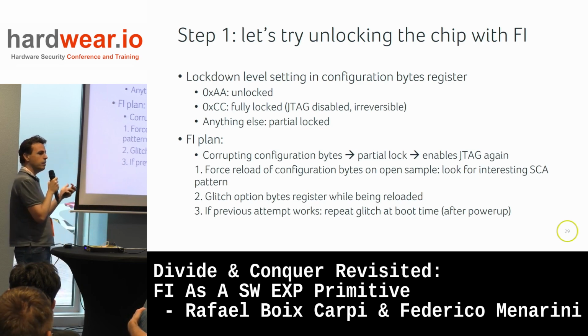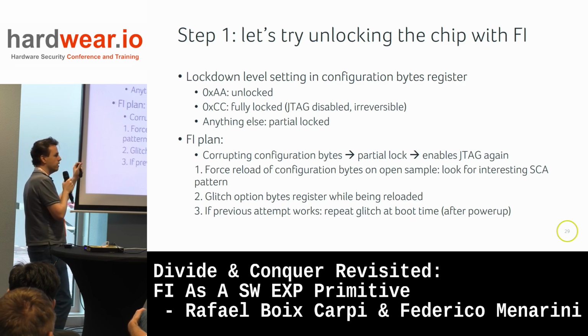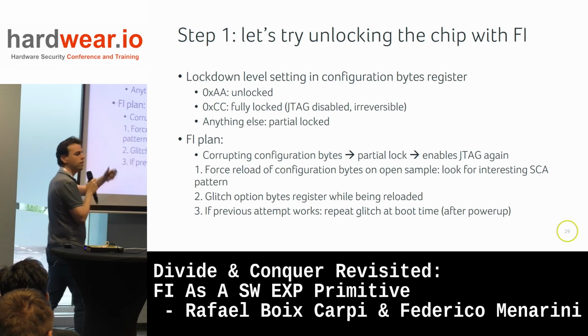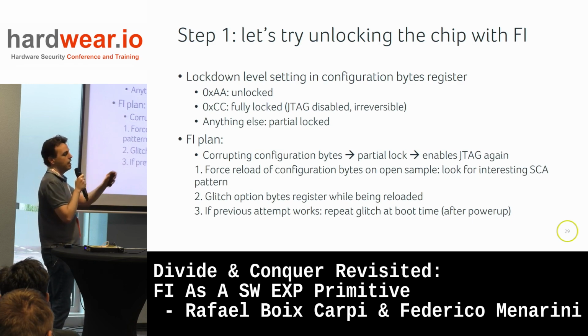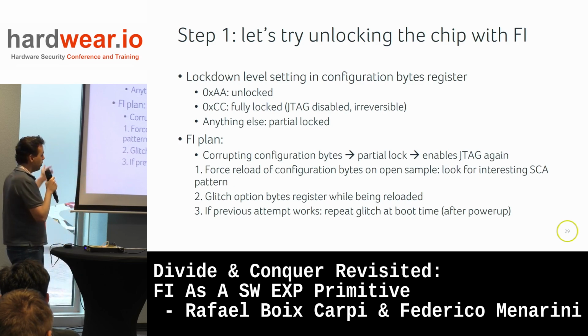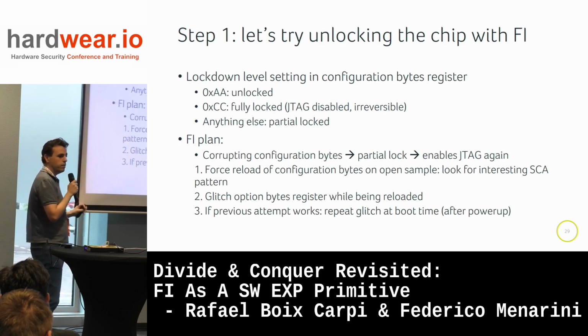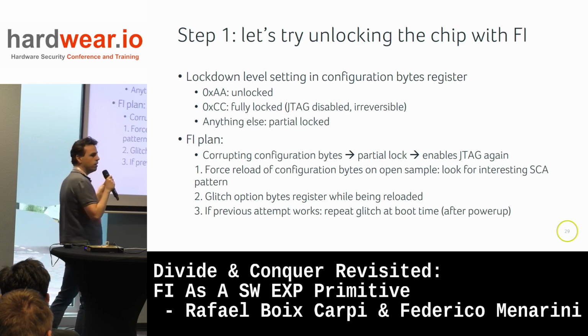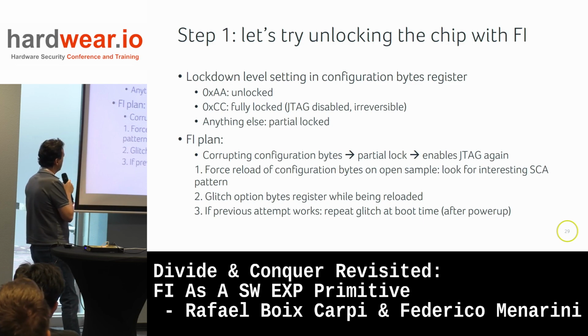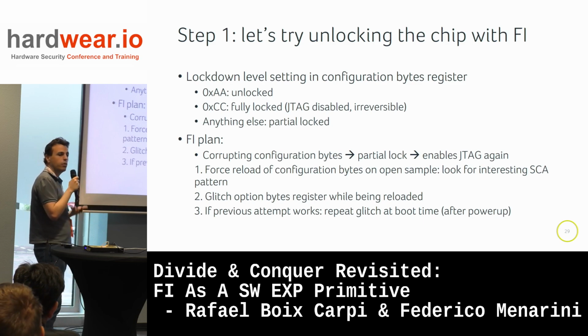If you remember, a recap, we have this option byte that says the chip is unlocked or the chip is fully locked. Anything else is the chip has the debug enabled, but you cannot really read the code or do many things. So our plan, we're going to try to corrupt these configuration bytes, then we get into a partial lock, and then at least we can load code or do something with it. Okay?